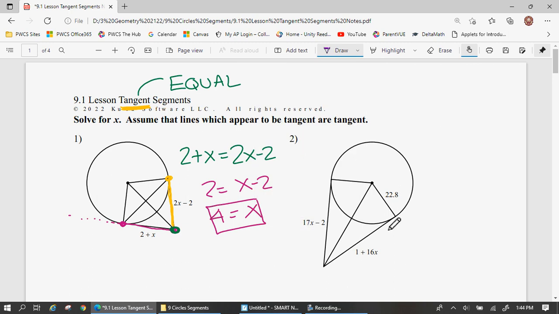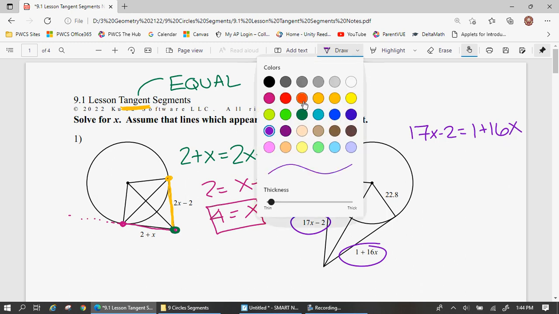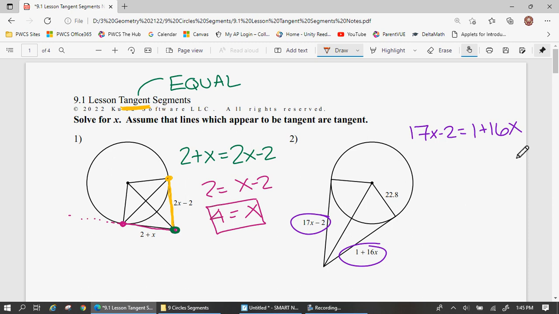So again, when I have two tangents, I know that they should be the same length, so I can write an equation that says they're equal. 17x minus 2 should be equal to 1 plus 16x. One strategy I used for solving equations was moving all the x's to one side and all the regular numbers to the other. So I can move my 16x over here. When I do that, it turns from positive to negative. This stays positive. I can move my minus 2 over here. It turns into a plus 2. So I have 1 plus 2. 17x minus 16x is 1x. And 1 plus 2 is 3.